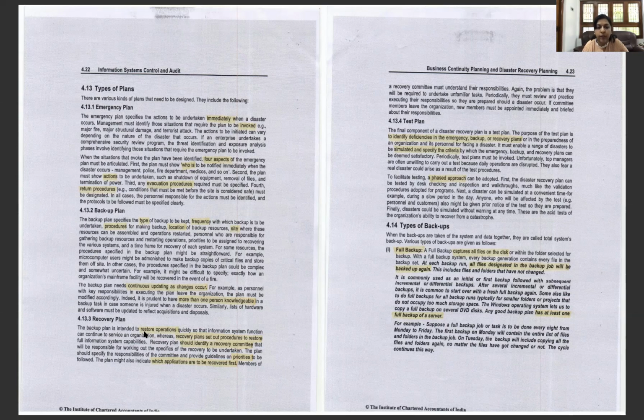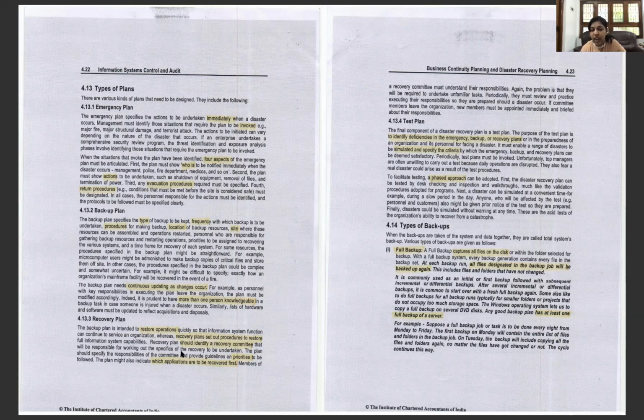This is to restore the operations quickly. That is, the recovery plan sets out the procedures to restore. We should come back to normal in the minimum possible time. It should identify the recovery committee. Here we have another person for the recovery committee who should be responsible for working out the specifics of the recovery to be undertaken. So we have the recovery committee.